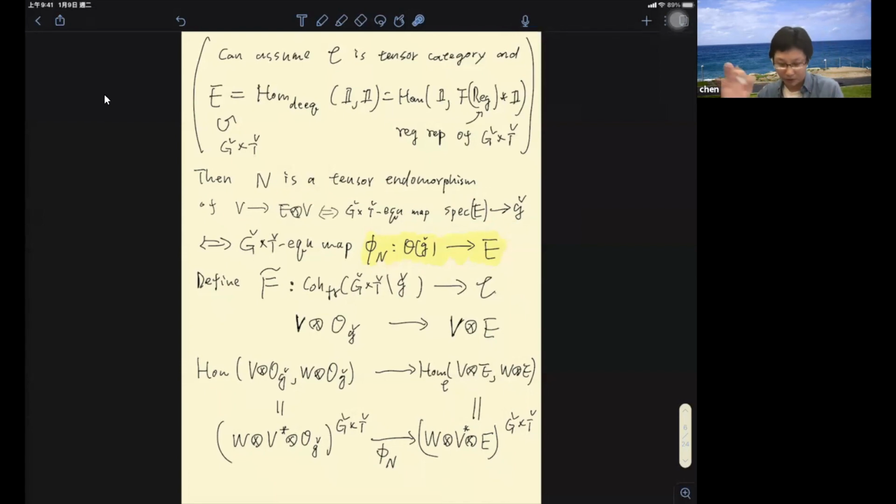So it is a family of equivariant endomorphisms of your tensor functors. And this is the same method, just that you have a G check times T check equivariant map from the ring of functions on G check to this algebra E.